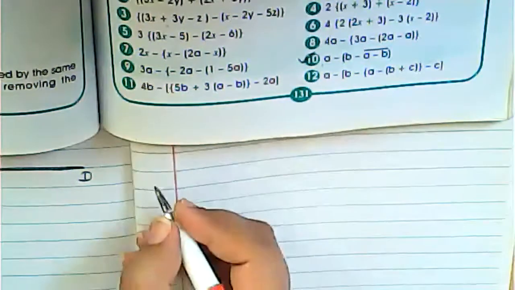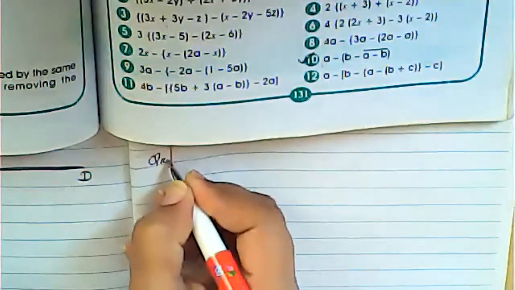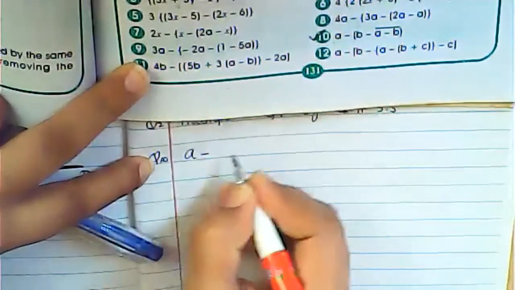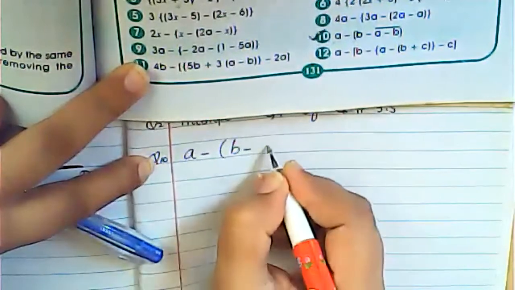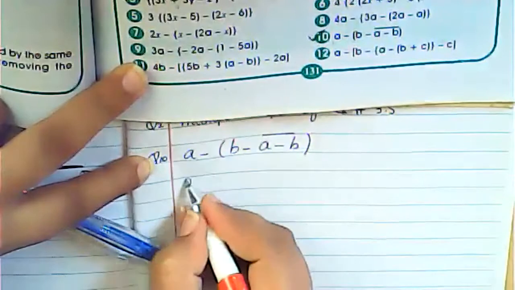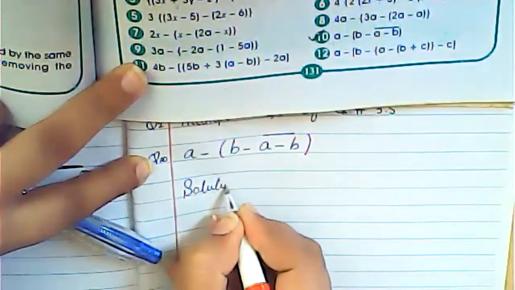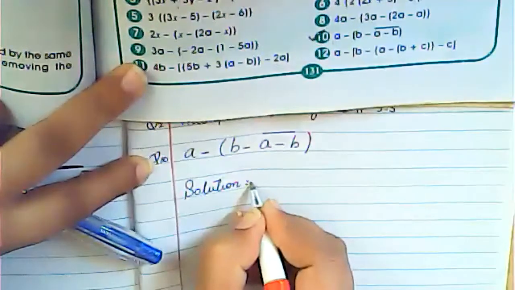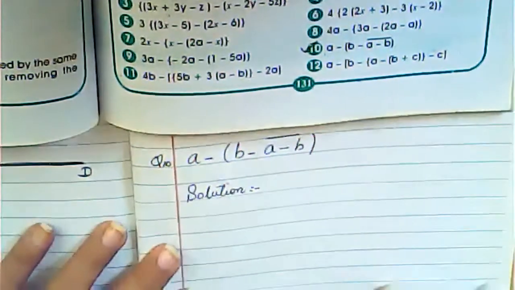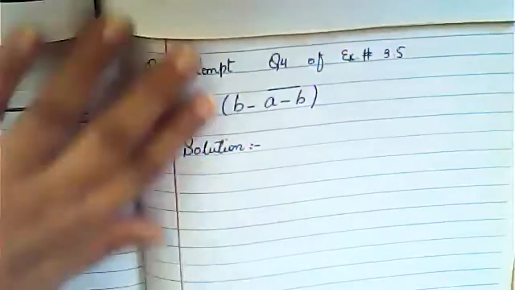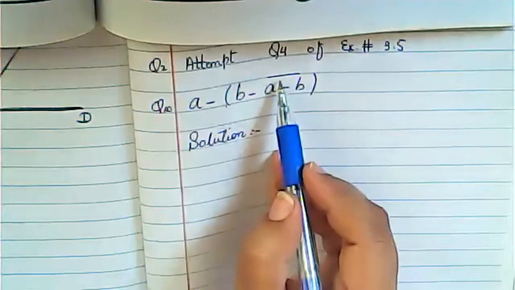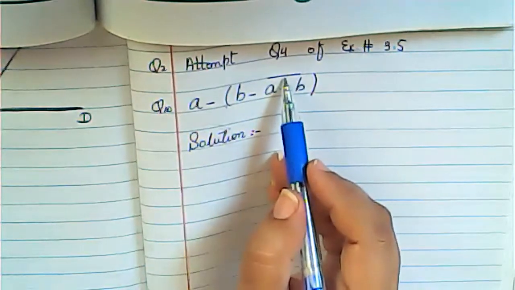I'm simply writing here question number 10. What is your question number 10? This is A minus bracket B minus A minus B with a vinculum, bracket close. Start with the heading of solution here. Now look here. What will you write? This is the small bracket, or you can say the round bracket, but here you have a vinculum, so you have to remove this vinculum.